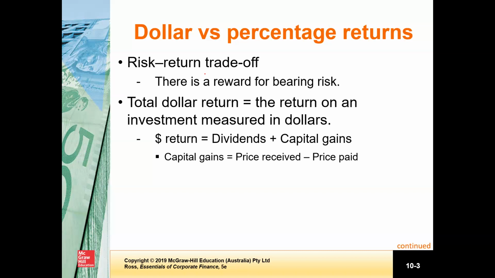So you can see here that total dollar return is the return on an investment measured in dollars. So it should be dividend plus capital gains. And capital gain is when you sell your investment at a price higher than your initial investment. And if your sell price is less than your initial investment or your purchase price, then you have a capital loss. So that is your dollar return, dividend plus capital gains.